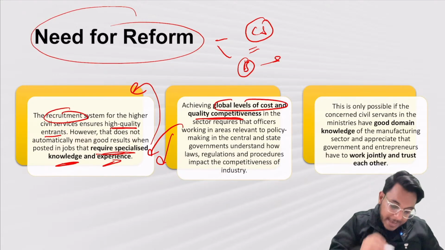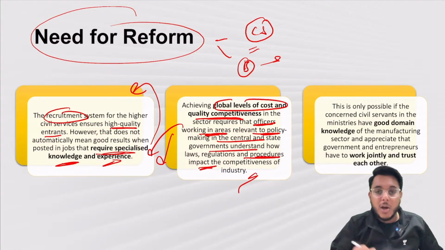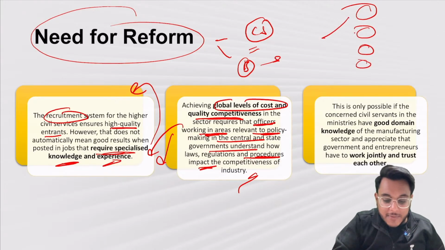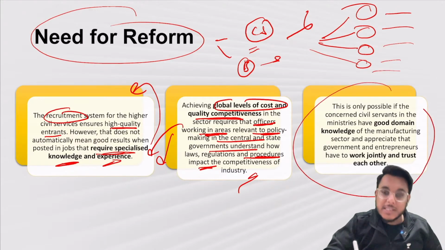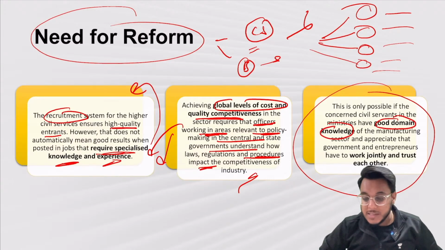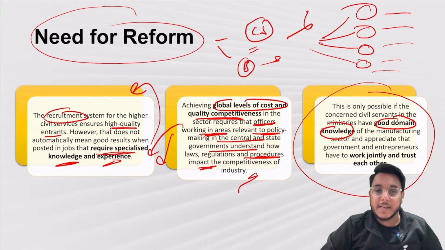Fine. It has been provided that officers working in areas which are relevant to policy making should understand how a lot of procedures impact the competitiveness of industry. They need to identify the laws which are making the process difficult, those laws need to be removed, and they need to create a seamless system. Now this is only possible if civil servants have good domain knowledge. So guys, civil services always have been a generalist type of service. So we need to move from this nature of generalist service. We need to have domain specialists, experts in the manufacturing sector, in the tech sector, all these things.